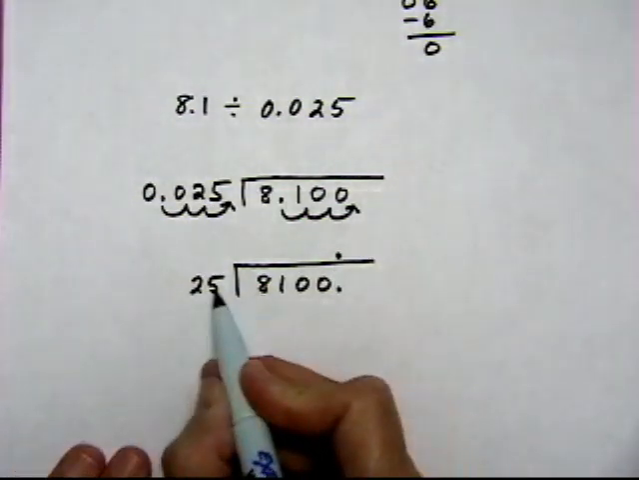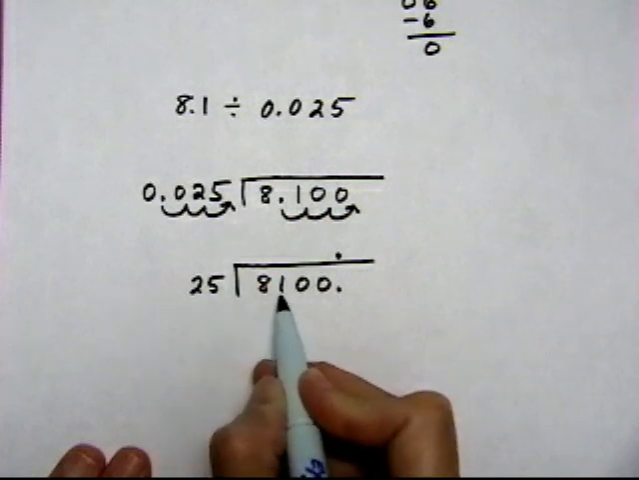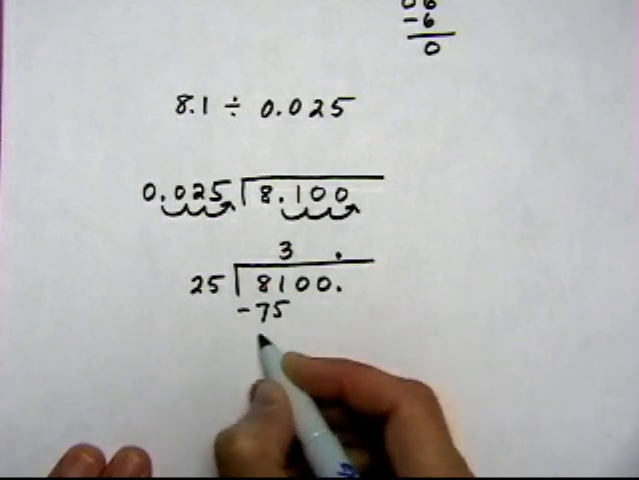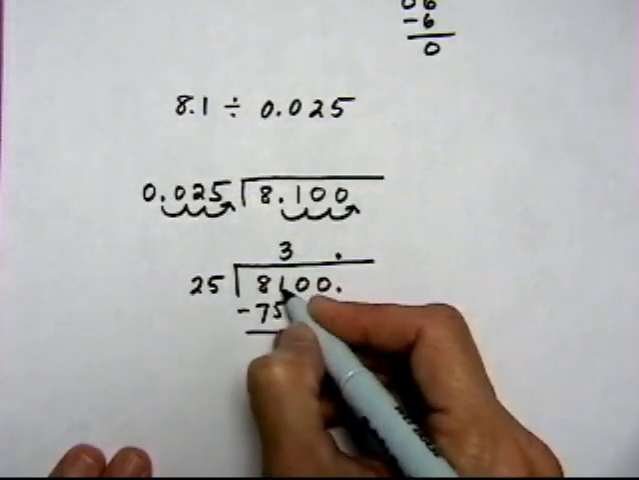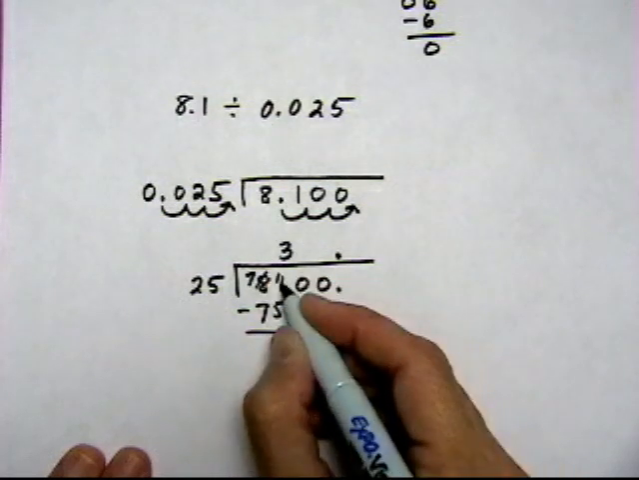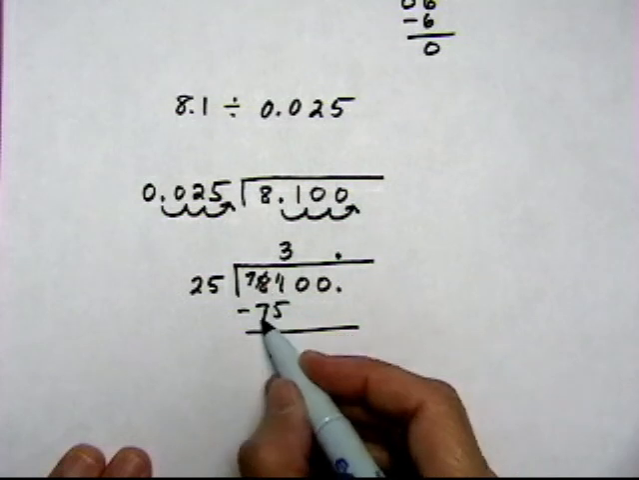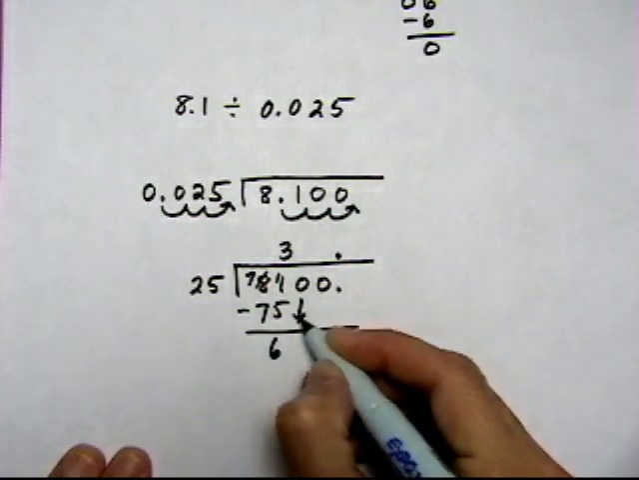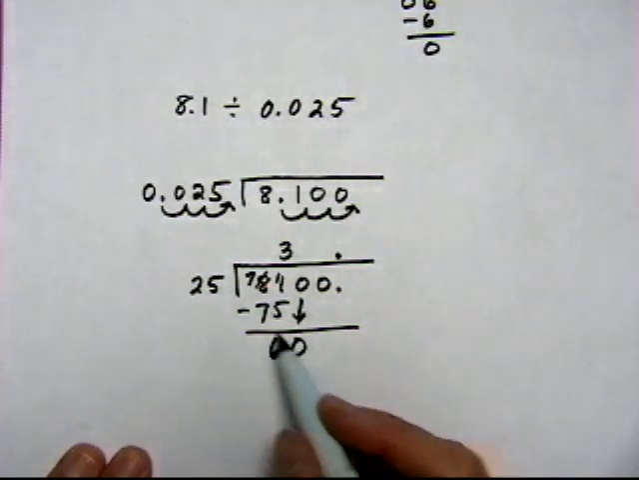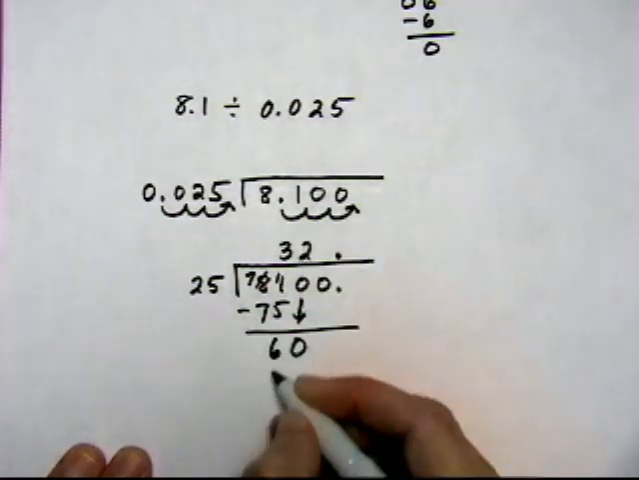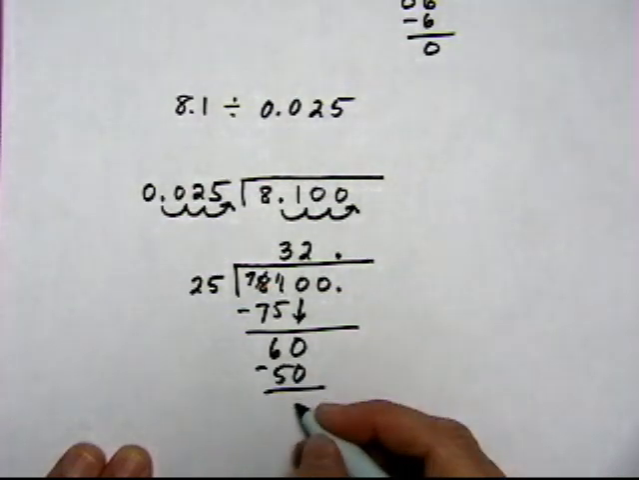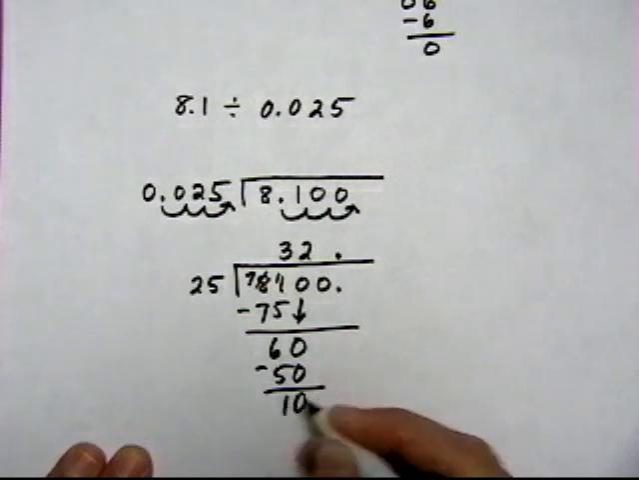So let's see, 25 doesn't go into 8, but it does go into 81. It'll go 3 times, which gives us 75. So we subtract that, and let's see, 1 minus 5 we can't do, so we borrow. And we get 11 minus 5 is 6. 7 minus 7 is 0. Bring down the next number. And now we have 60. 25 fits into 60 twice, giving us 50. So we subtract 50. And that is going to give us a 10.